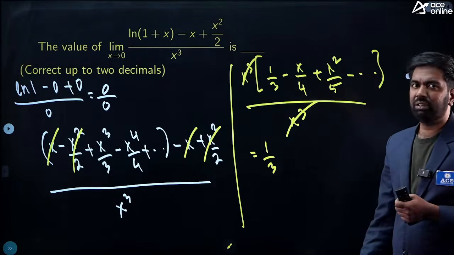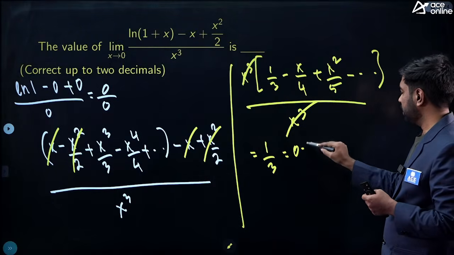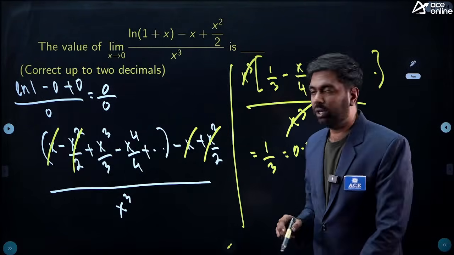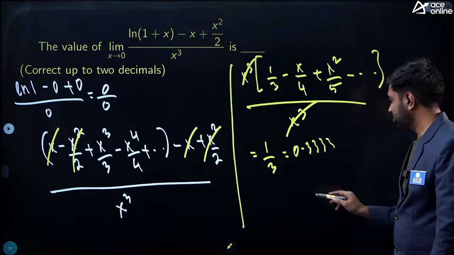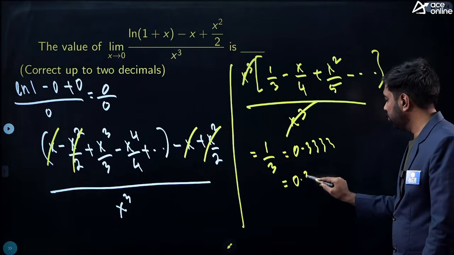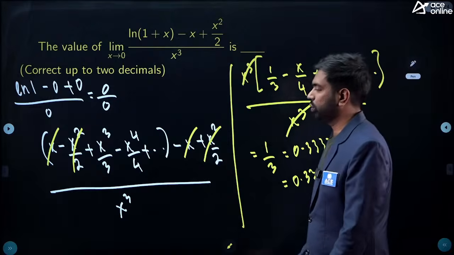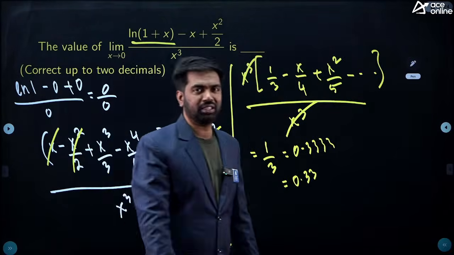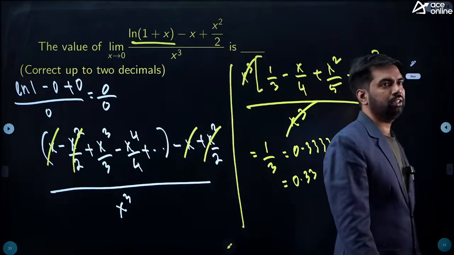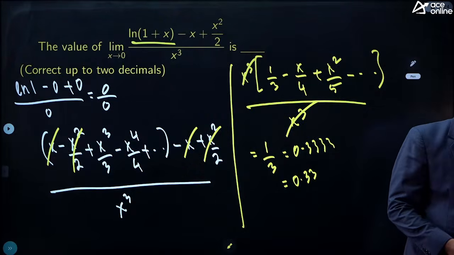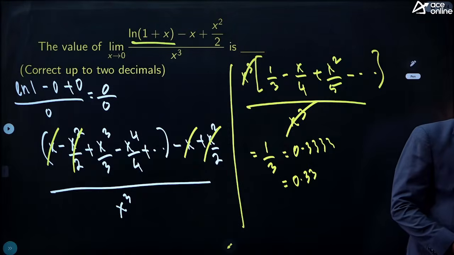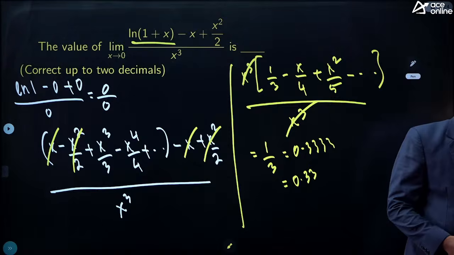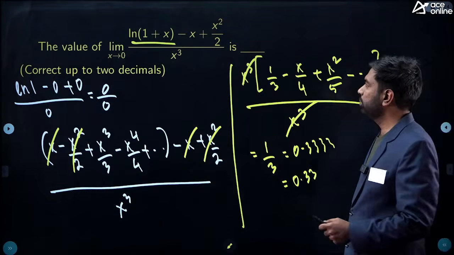What is the 1 by 3 decimal value? It is 0.3333 and so on, and he says round off to 2 decimals, so the third decimal is 3, so it is 0.33. This is the answer for this question. So here you should know the expansion of log 1 plus x. These kinds of things are very useful in the exam. I hope you're all following this live. So let me solve one more.